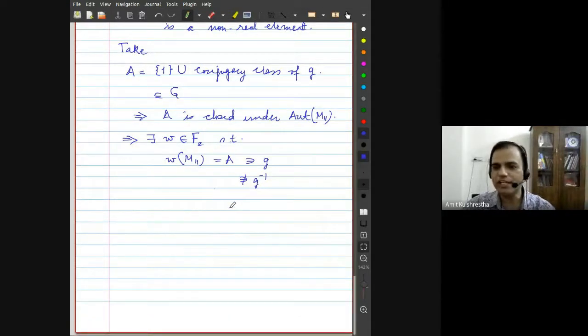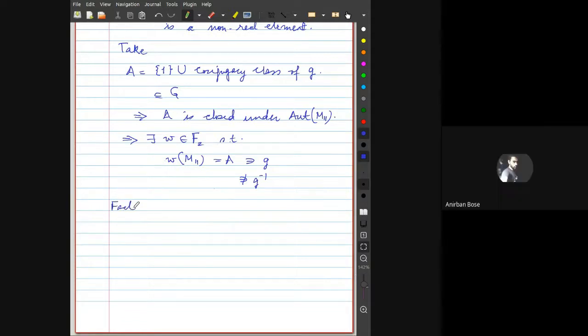Because G is not real. And so it looks as if M11 is tailor-made for this purpose. There are so many properties in M11. So, yeah. Amitji, how can we see that A is closed under OT?